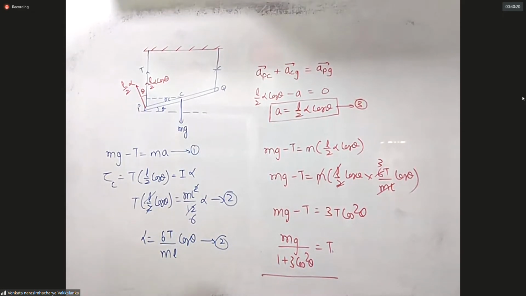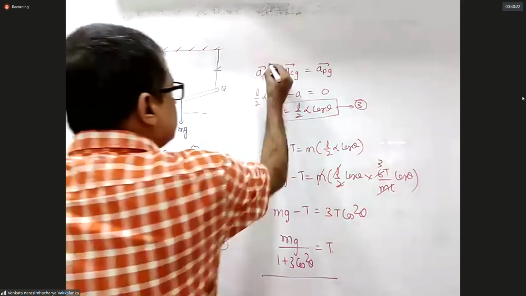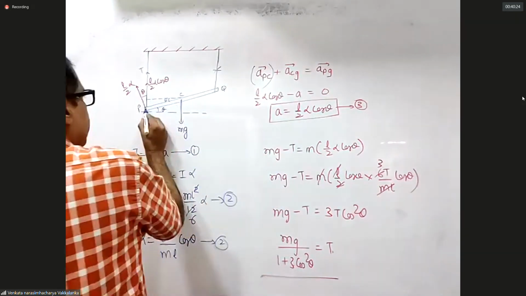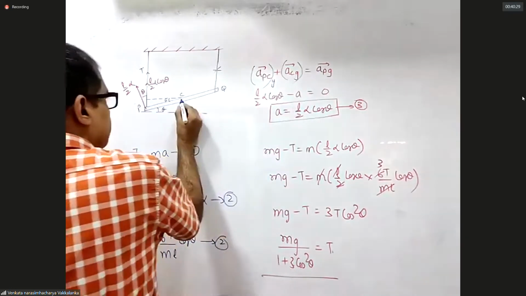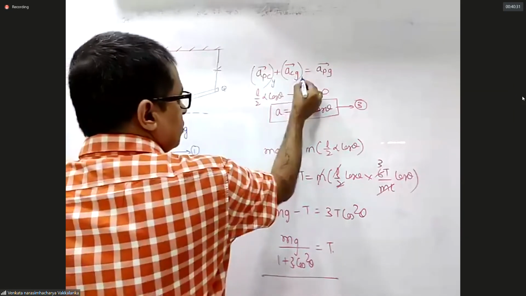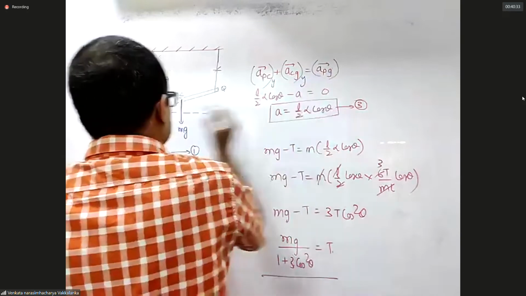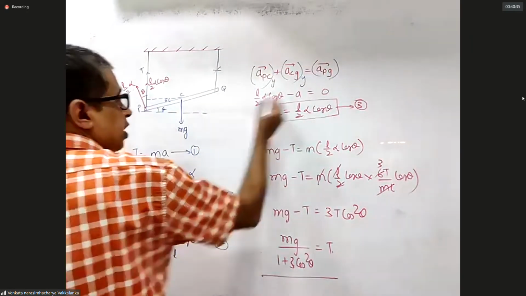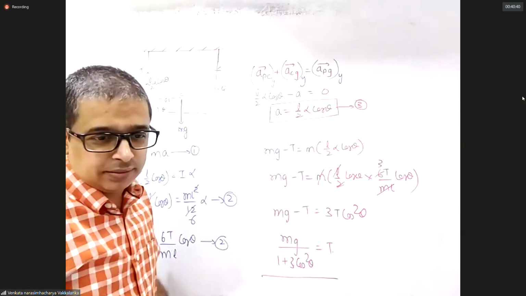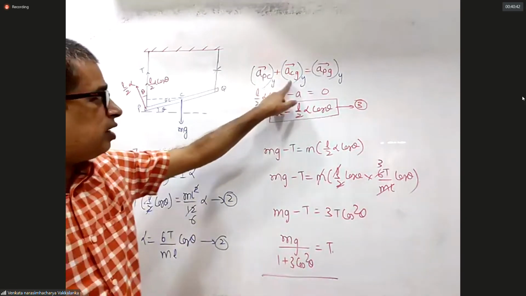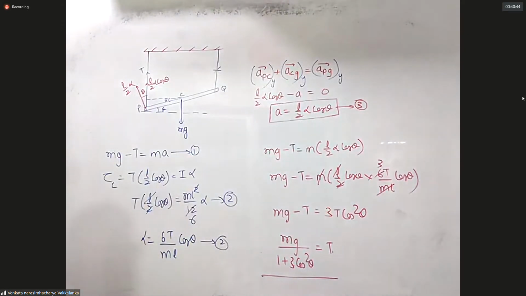So more orthodoxly, I should write this equation as acceleration of point P with respect to center of mass along y-axis plus acceleration of center of mass with respect to ground along y-axis. I'll get the acceleration of point P with respect to the ground along y-axis. So more orthodoxly, the constraint should be written this way. That is what I have taken.